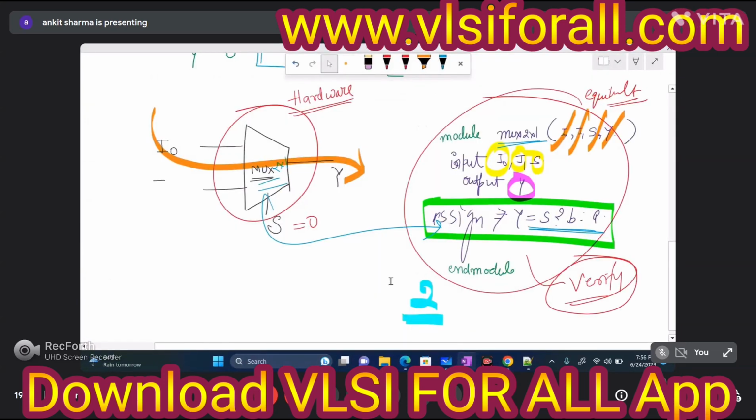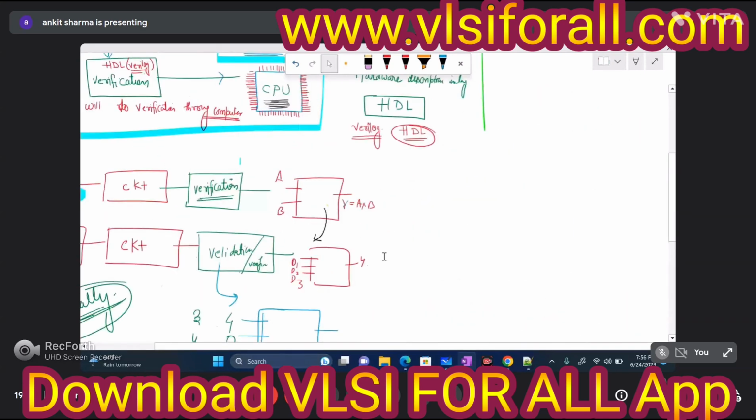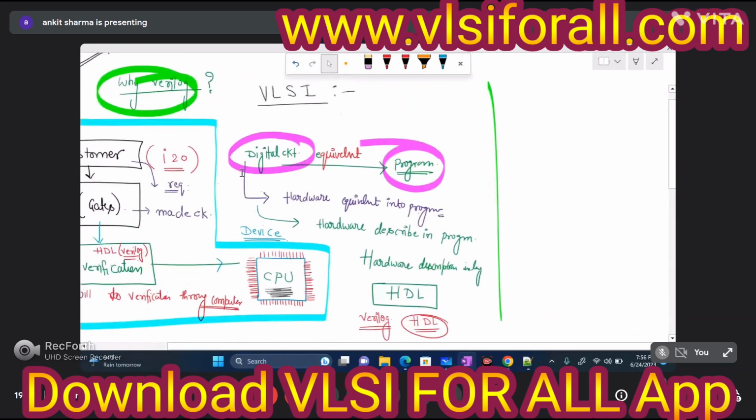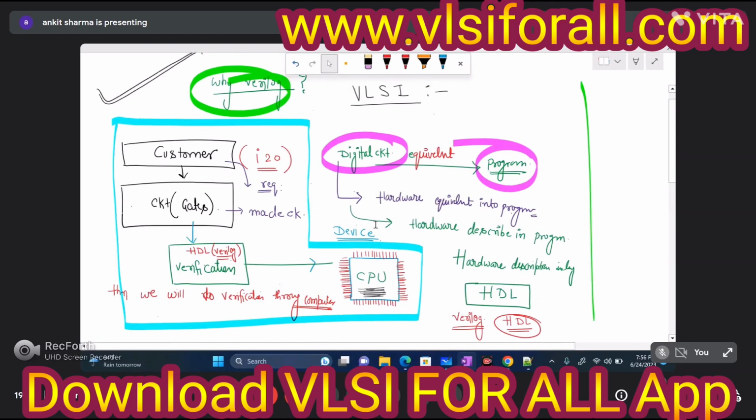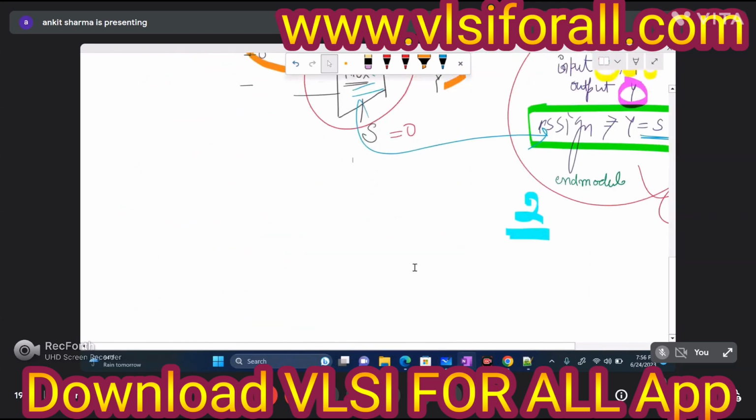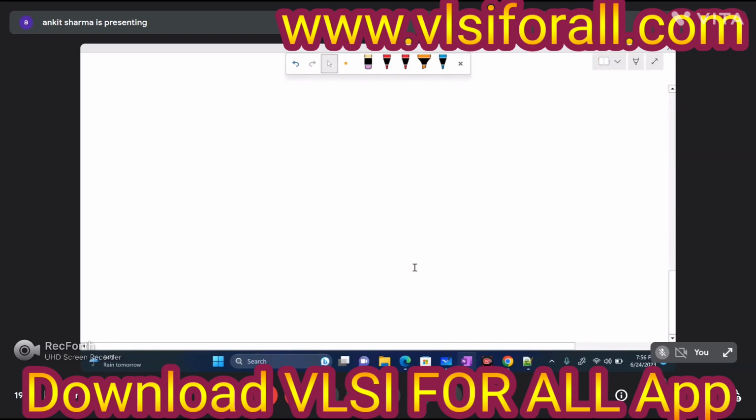You understood? So I taught you only two things. One is the necessity of Verilog, and second is how you can see the description of a hardware in the form of a program. Now, as a part of theory, I want to teach you one or two things from the starting, so that you can have an idea of how the flow will be for our Verilog.